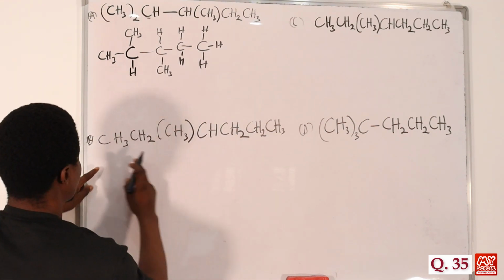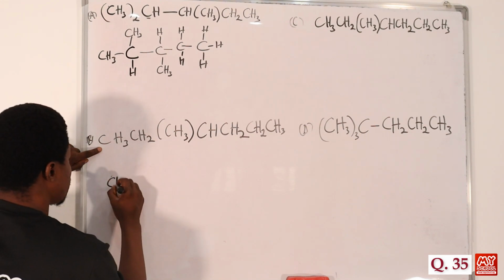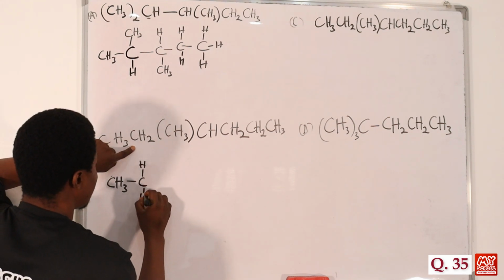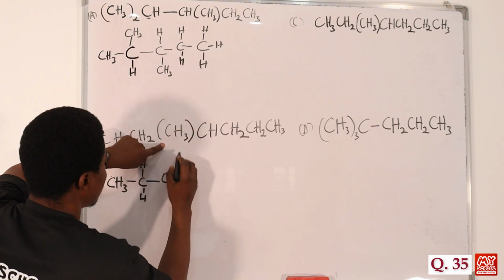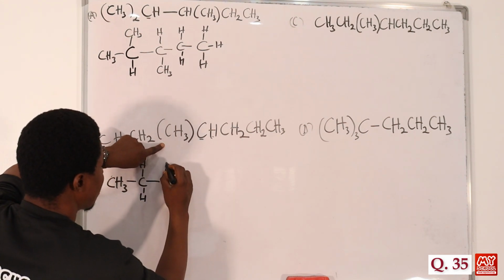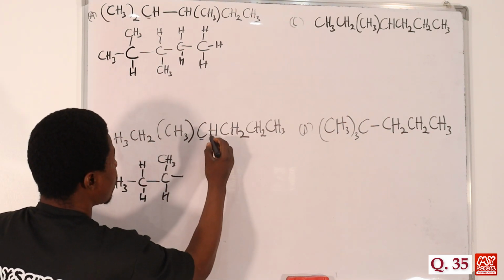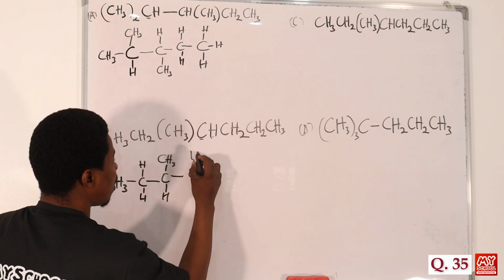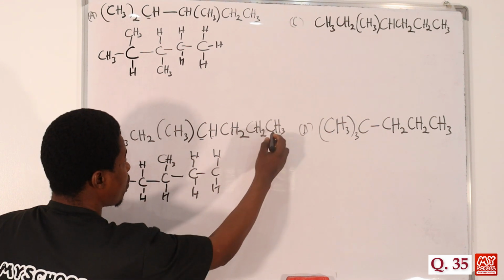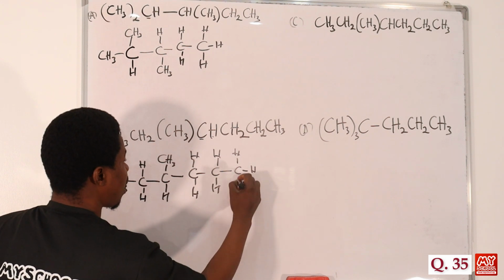Let's look at this now for option B. We have CH3, then CH2, one hydrogen here, one hydrogen here. We have CH3 attached to carbon and hydrogen. So this carbon has hydrogen attached to it and CH3 also attached. So we have CH3 here, then C, hydrogen, hydrogen, then carbon, hydrogen, hydrogen, then CH3, CH2, CH2, then CH3, hydrogen, hydrogen, hydrogen.